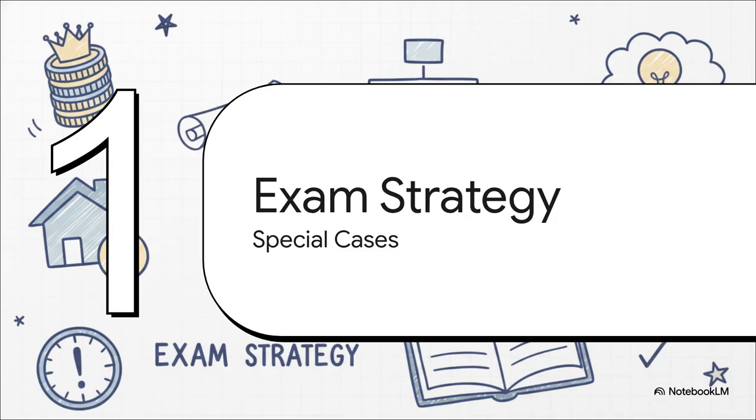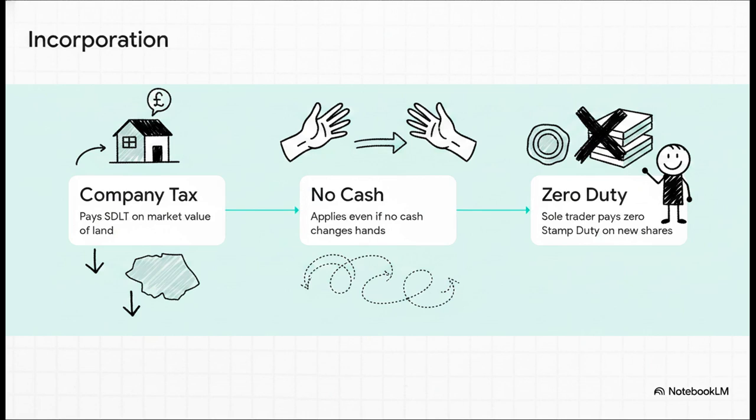Finally, Part 6, Exam Strategy and Special Cases. Let's bring it all together. When you're tasked with advising a sole trader on business incorporation, you must highlight the hidden SDLT cost. If they transfer their business premises over to the new company, the company pays SDLT based on the open market value of that land. And this applies even if it's a pure paper transaction where absolutely no cash changes hands. Conversely, the sole trader pays zero stamp duty on the new shares they're issued, simply because the issuance of new shares isn't considered a transfer.